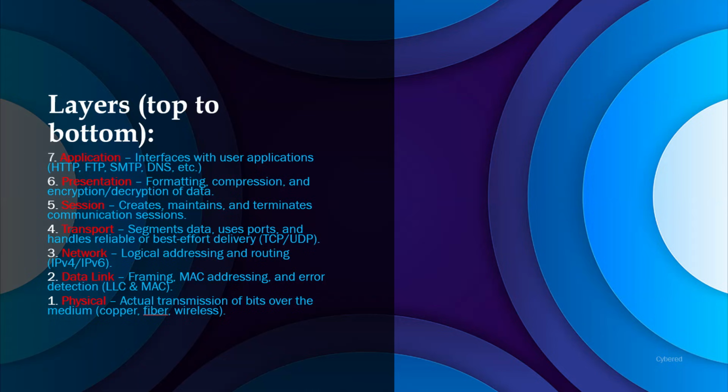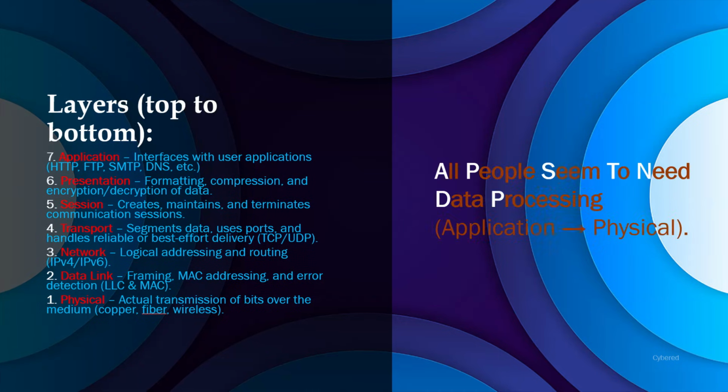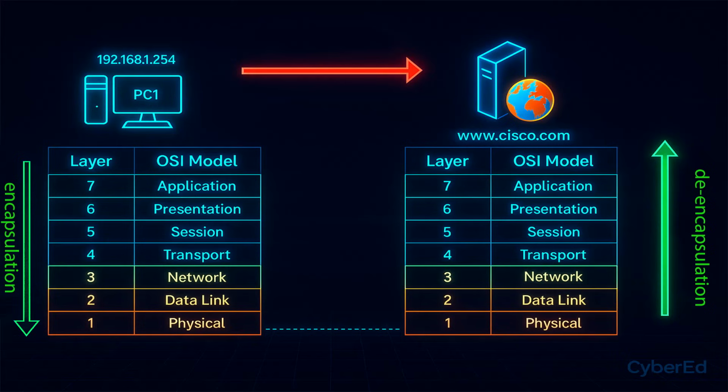A common mnemonic for the 7 layers is: All People Seem To Need Data Processing. And that goes from application to physical. Always good to remember. Encapsulation and PDUs.